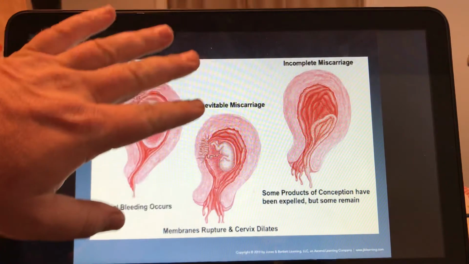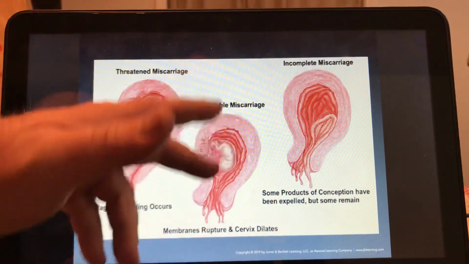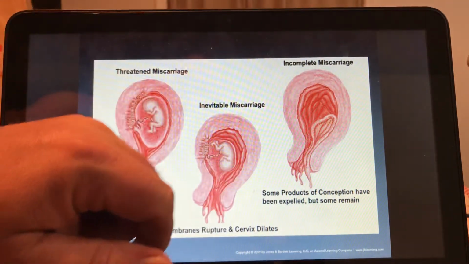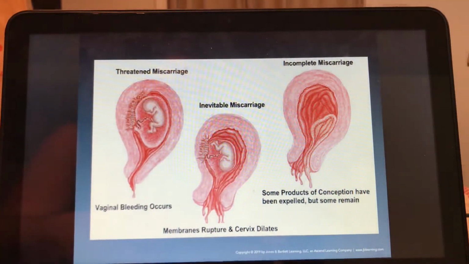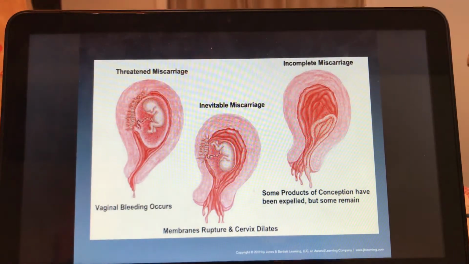Incomplete is when most of the products of conception, including the actual embryo itself or fetus, depending on how far along she is, have been expelled out through the uterus, the cervix, and out through the vaginal cavity. But there's still some pieces left. I know it's kind of hard to see, but there's still some pieces left, and it's going to be causing vaginal bleeding.